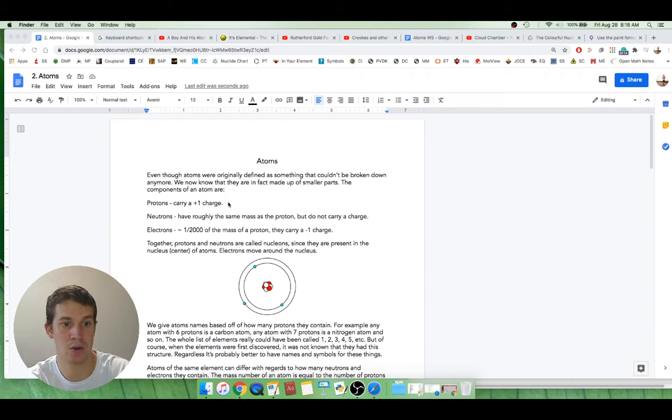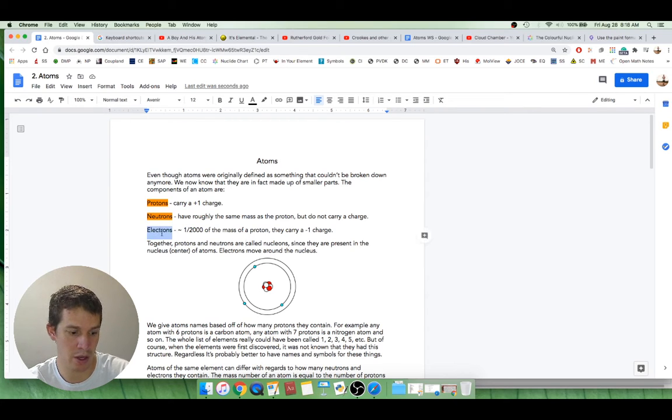We call them particles. Each one of these particles has a different set of properties. Let's start with protons. Protons carry a positive charge. Our second one is neutrons. Neutrons don't have any charge. These two have about the same mass. What that means is they weigh about the same. They're about the same size.